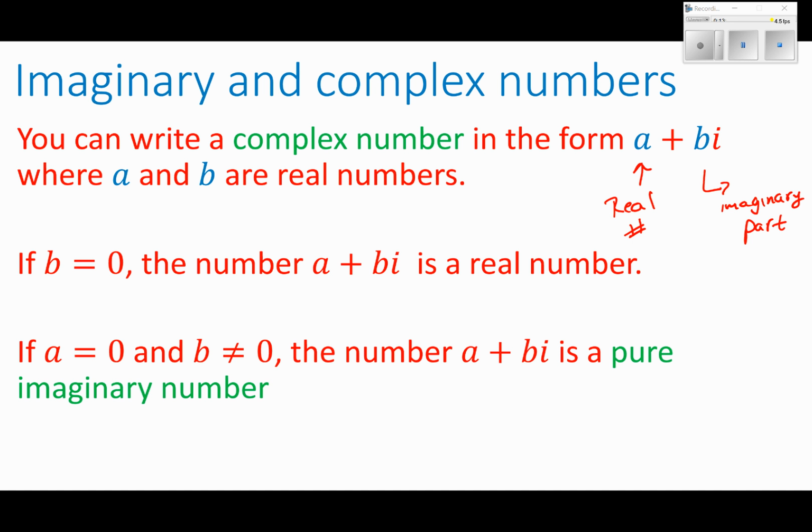If a equals 0 and b does not equal 0, the number a plus bi is called a pure imaginary number. Okay, because really this just becomes a plus bi, which is simply bi. There's no real part to it at all. It is just an imaginary part. So this is called a pure imaginary number. It's just some coefficient times i. There's no real part to it at all.